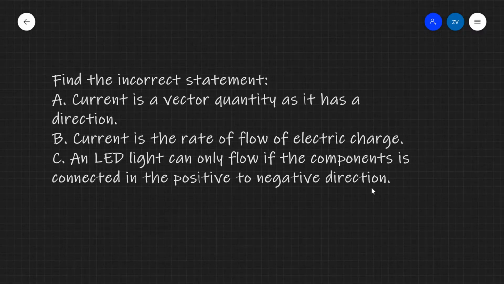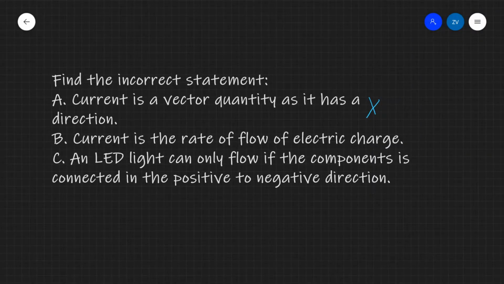And the incorrect statement is A. Current is in fact a scalar quantity. We're going to explain why that is the case in a minute. B. Current is a rate of flow of electric charge. We know that's the case from our GCSEs. And C. An LED light can only flow if the component is connected in the positive to negative direction.